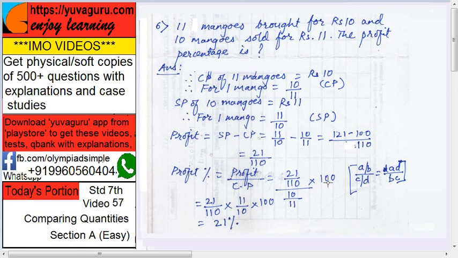The whole into 100. So what gets cancelled? Check this. 11 gets cancelled. 2 zeros go. So 21 remains. The profit percent is 21.